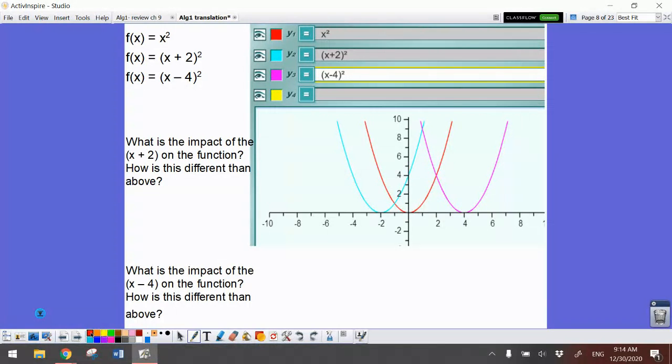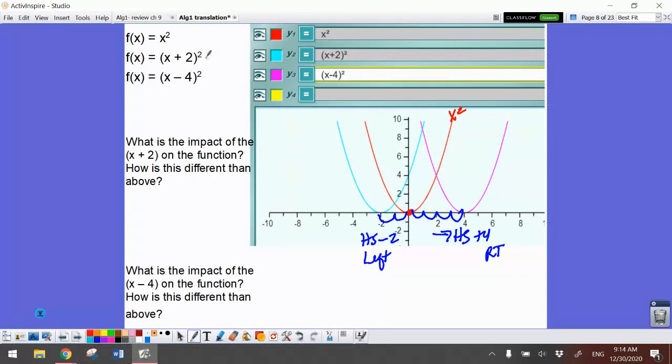All right, so this time, here's my parent function. There's my x squared. And let's see what happened on this one. So the first thing that happened is a horizontal shift, positive 4 to the right. And this one was a horizontal shift of negative 2 to the left.